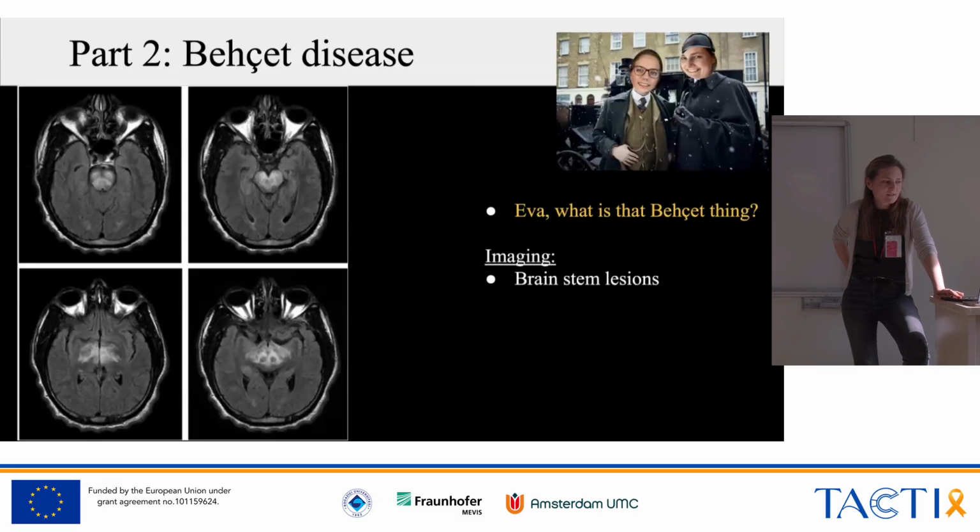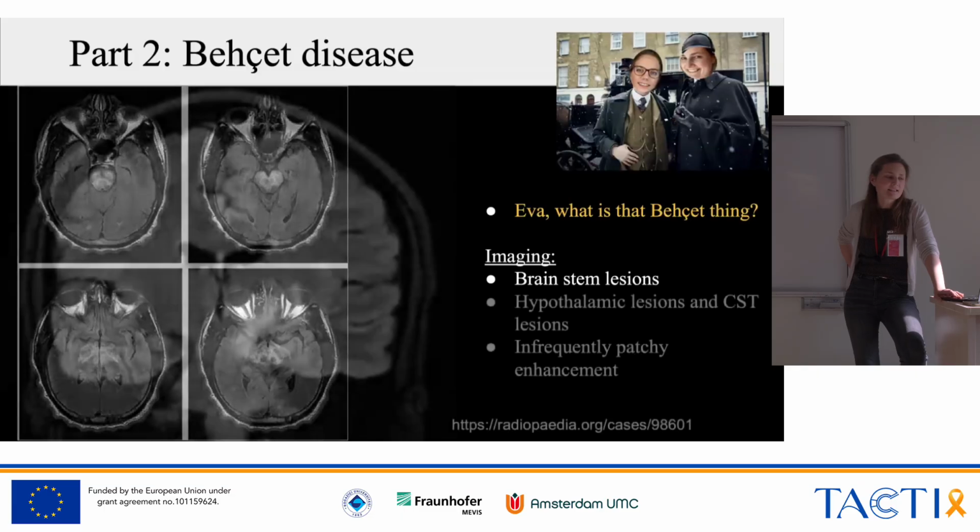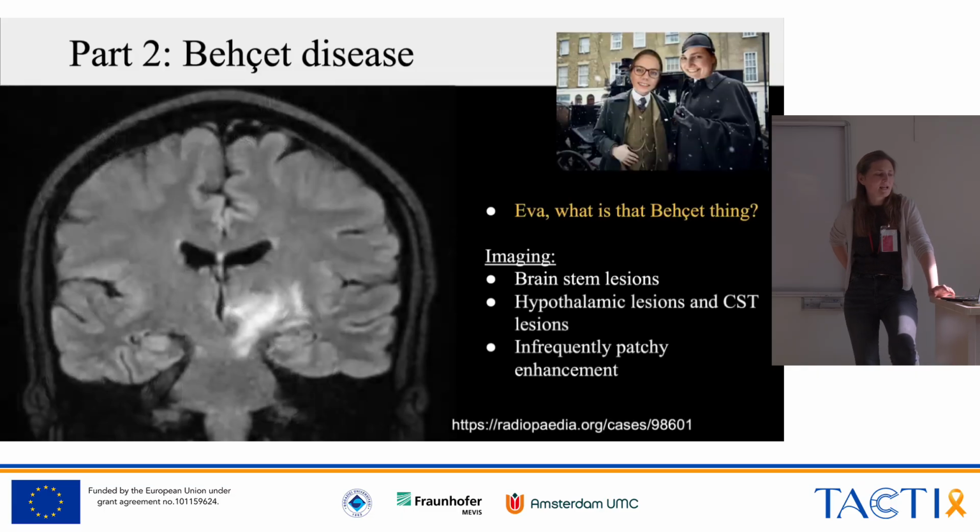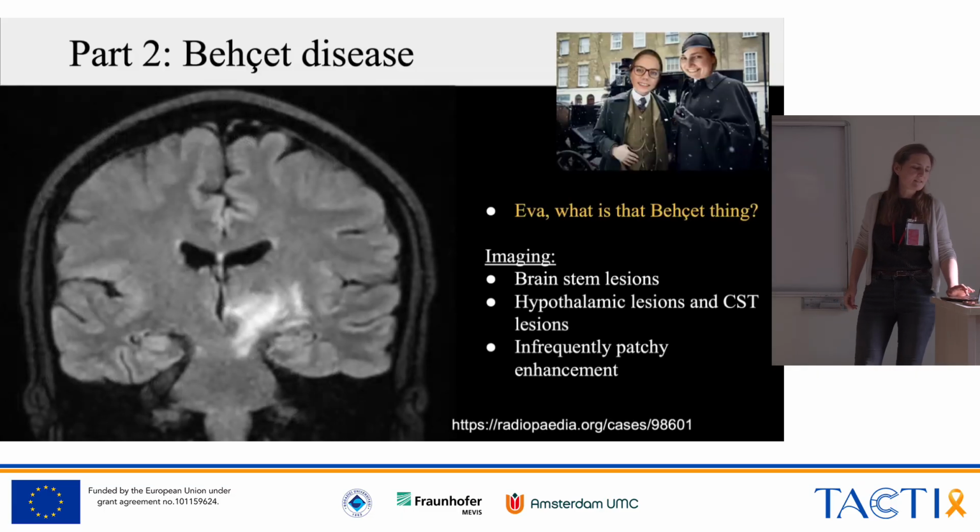Yeah, but as stated, what we're looking at in Behçet's disease is mainly brainstem lesions and hypothalamic, sometimes corticospinal tract lesions. But it can also have patchy enhancement. And what gives us a clue in, for example, vasculitis and Behçet's disease is also that, of course, very often those are systemic diseases, as we show.